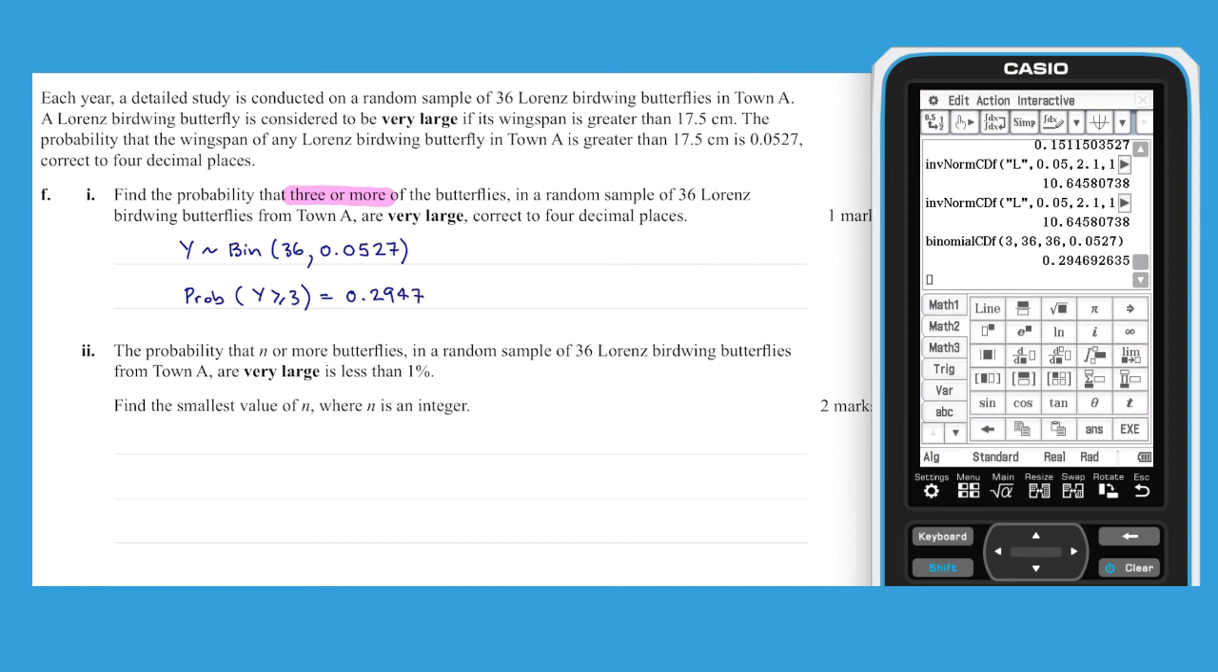Part F, Part 2. To find the smallest value of n, such that the probability of n or more very large butterflies out of 36 is less than 0.01, a trial and error approach is one way of proceeding. Using the previous computation as a starting point, we can quickly calculate the probability of 5 or more very large butterflies out of 36. This probability is around 3%, close to 1%, suggesting that we should next compute the probability of n equals 6.